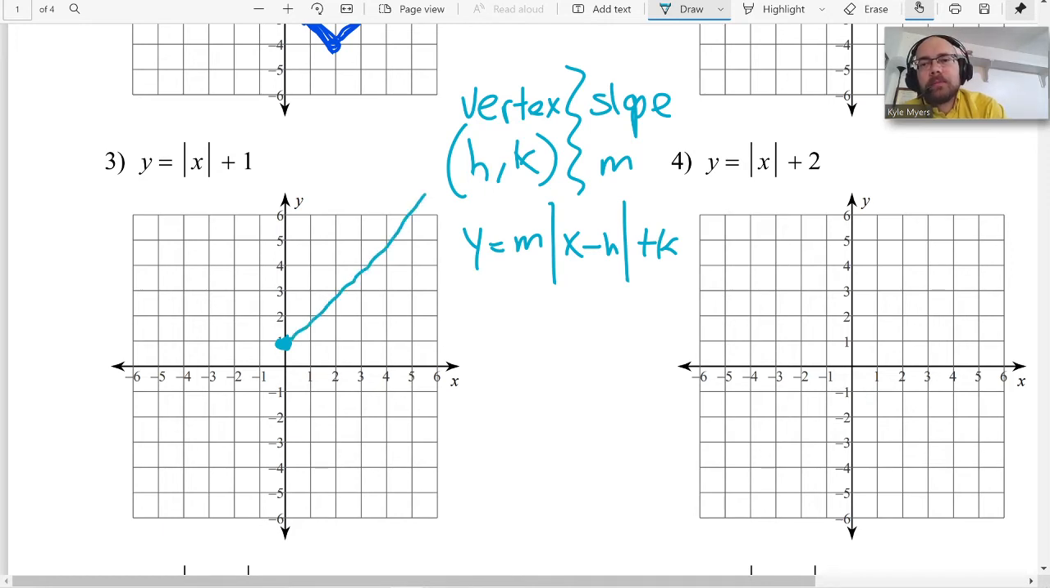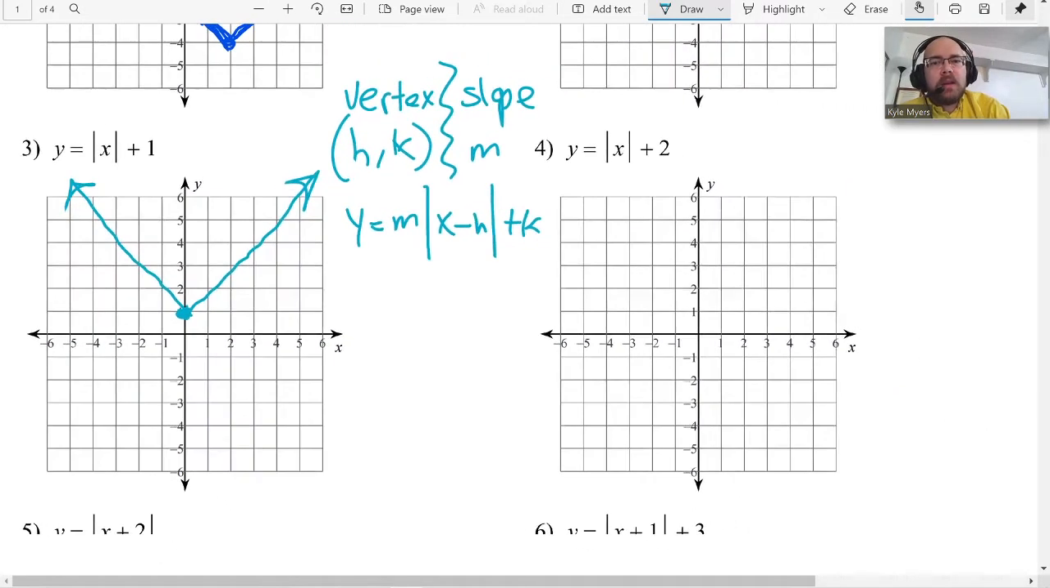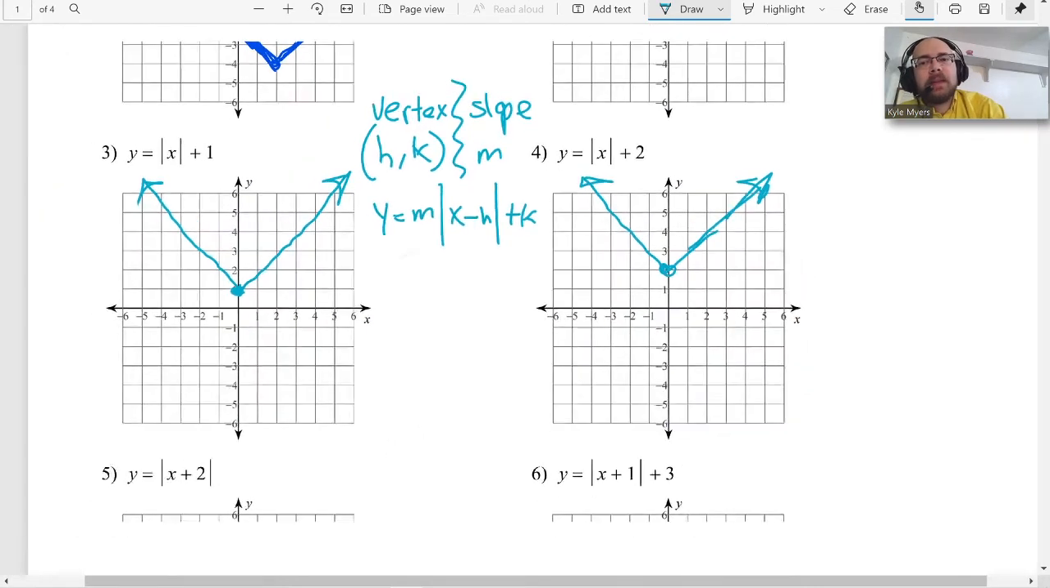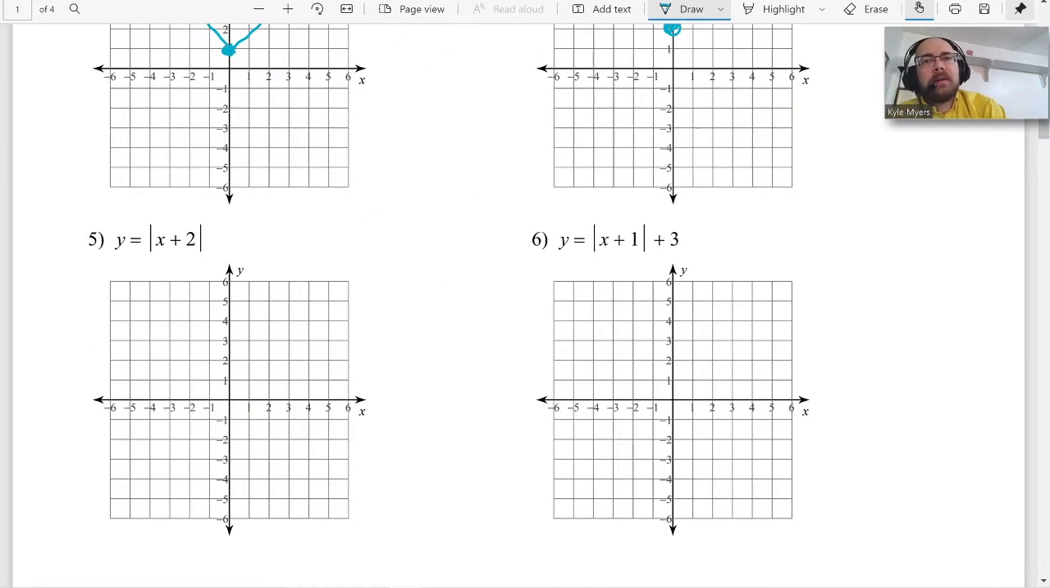So I go like that, and like that. And there we go. And then pretty much the same exact thing for number 4, except the vertex is 0, comma 2. Right? It's x minus nothing, it's just x. So h is 0, k is 2, 0, comma 2, and the slope is 1 again. Right? So just like that. And that's it.